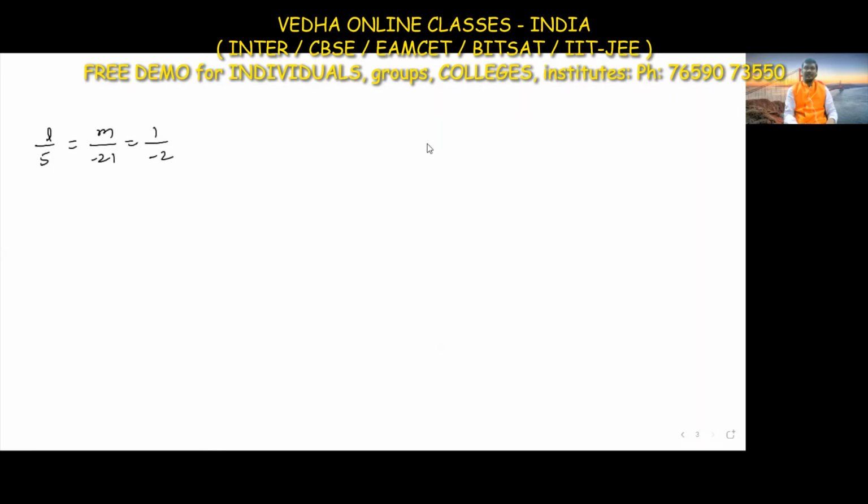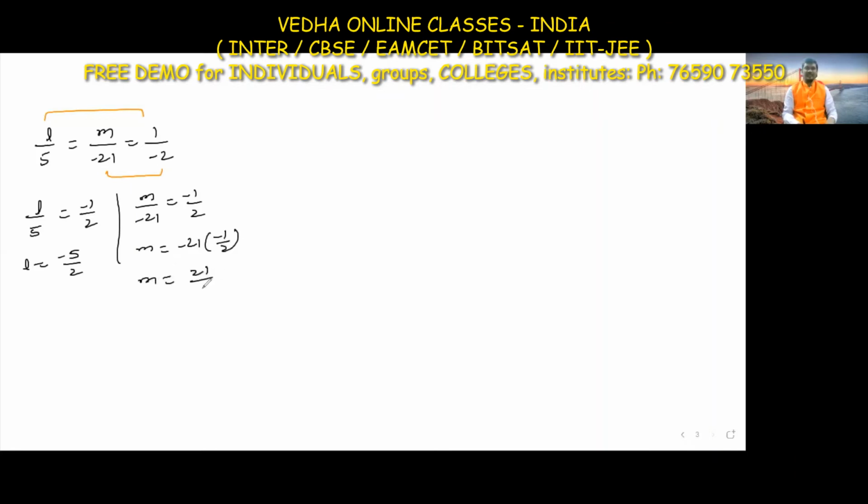So now we want L and M values. To get L and M values, equate L value to constant and M value also to constant. So then L divided by 5 is equal to minus 1 by 2. The value of L is minus 5 by 2. Similarly, M divided by minus 21 is equals to minus 1 by 2, M is equals to minus 21 into minus 1 by 2. Here it is dividing, if you take it to that side, multiplies. The value of M is plus 21 by 2.